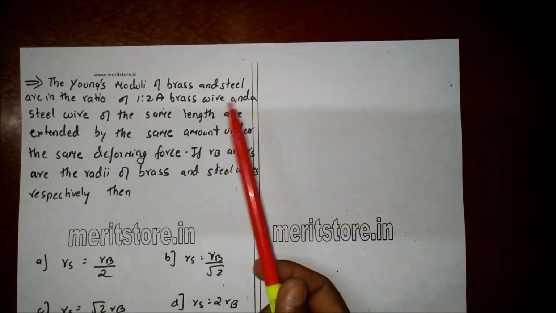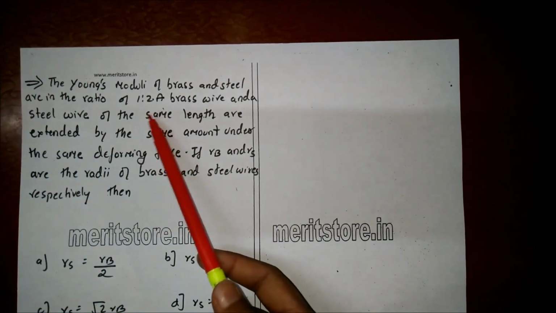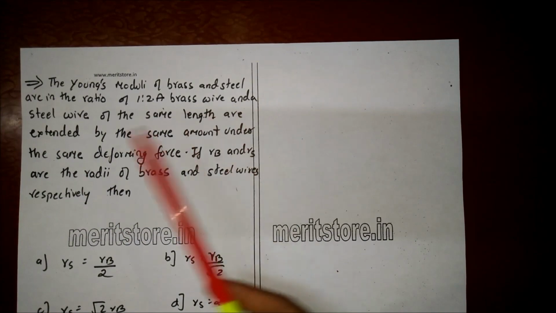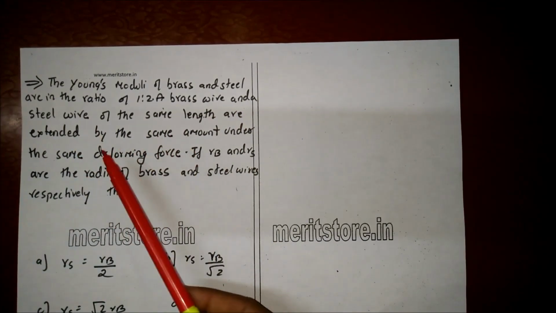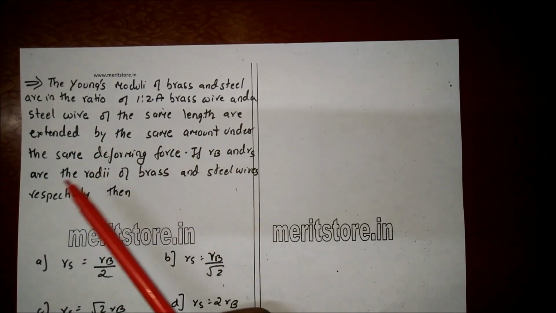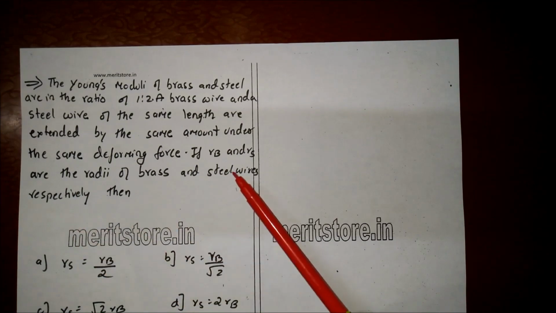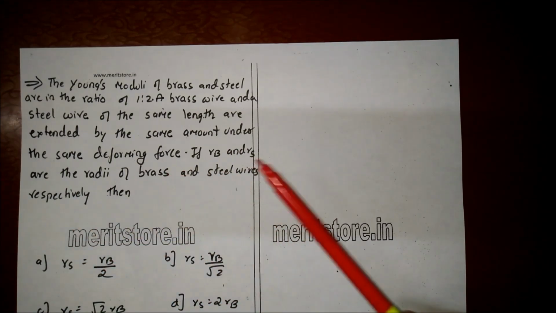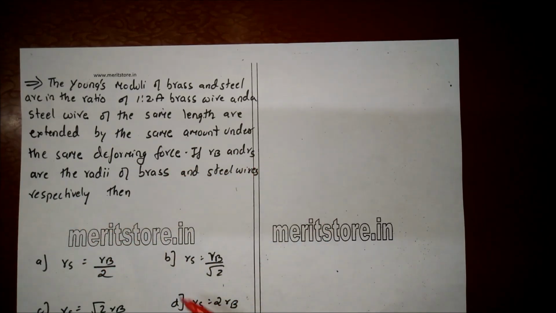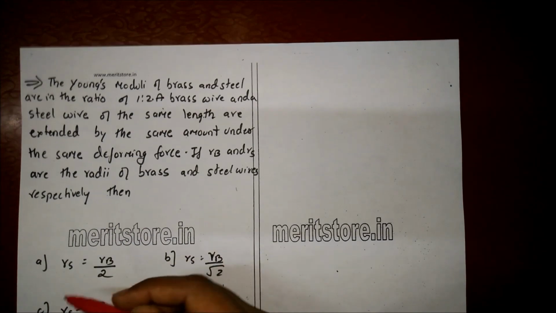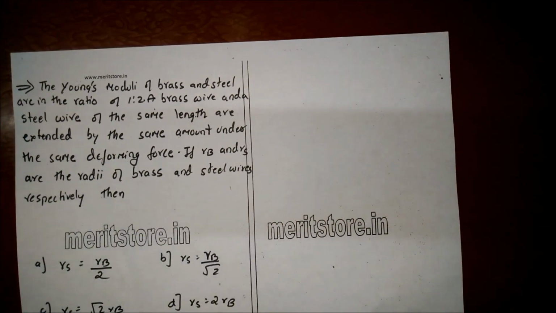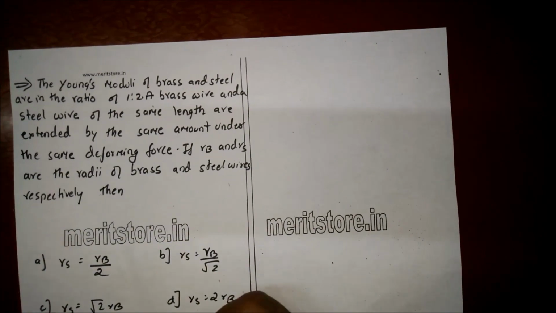Young's moduli of brass and steel are in the ratio of 1:2. A brass wire and a steel wire of the same length are extended by the same amount under the same deforming force. If RB and RS are the radii of brass and steel wires respectively, which one of the relationships between the radii of the two is the correct one?